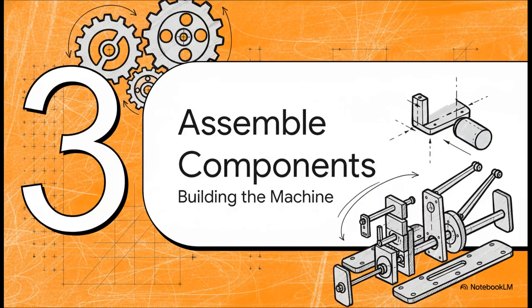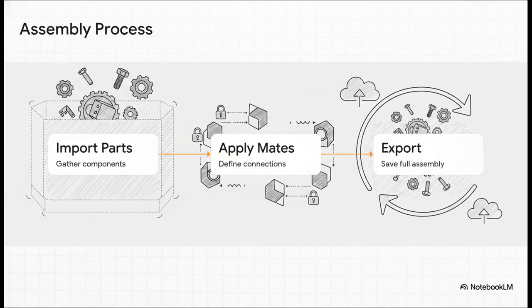Section 3. Assemble components. Building the machine. Sure, a single gear or bracket is great, but modern manufacturing is all about complex systems. This curriculum teaches the classic bottom-up assembly approach. You import your standalone components into a master file, effectively laying all your digital parts out on the table before applying the mathematical constraints needed to lock them together and exporting the final system.